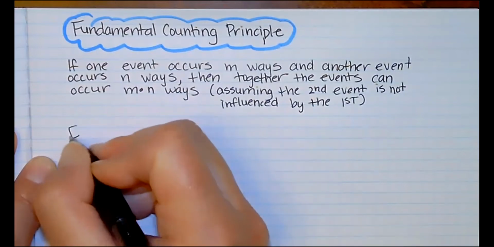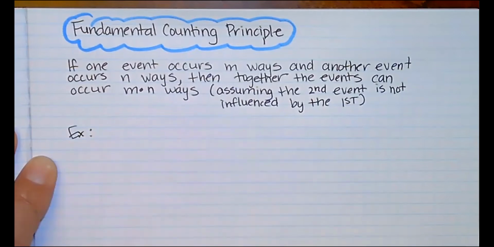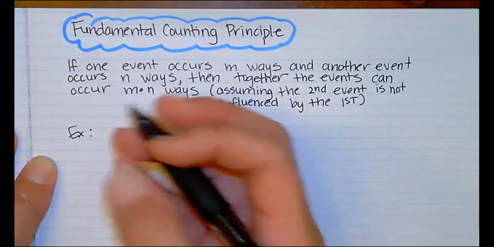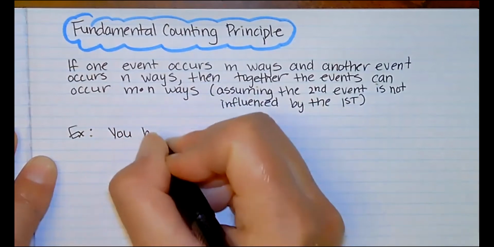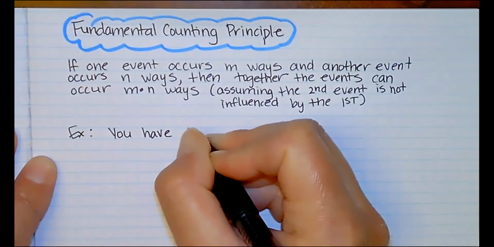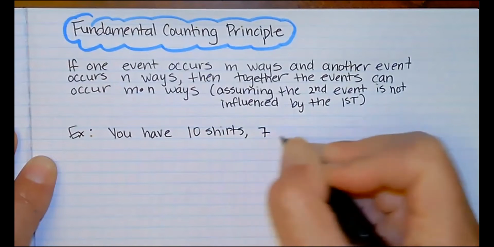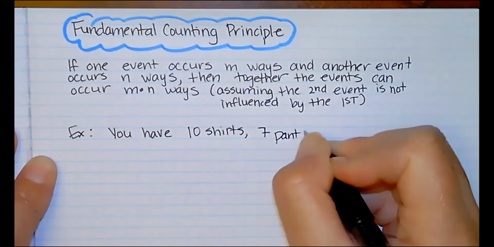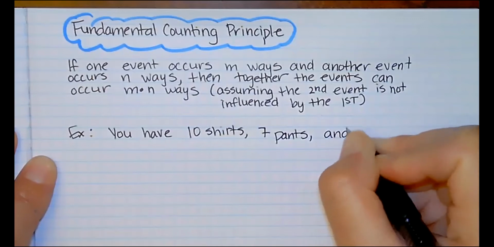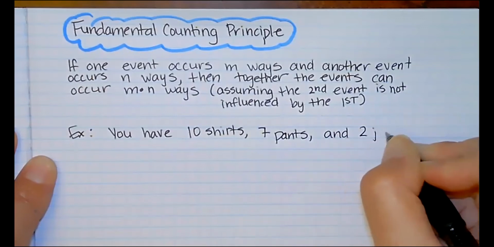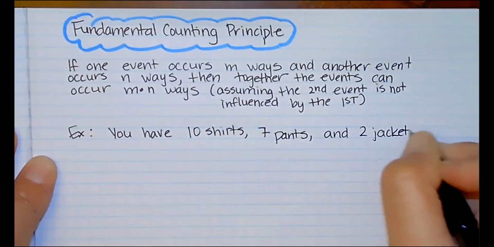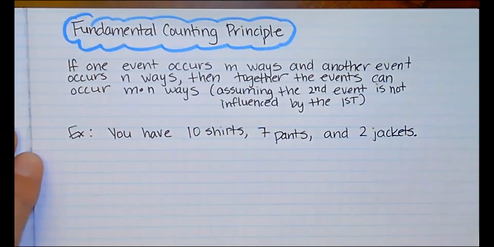Our first example, let's say you have 10 shirts, 7 pants, and 2 jackets. And we want to figure out how many different outfits you can make. So you have 10 shirts, 7 pants, and 2 jackets. And we want to know how many different outfits can we make.